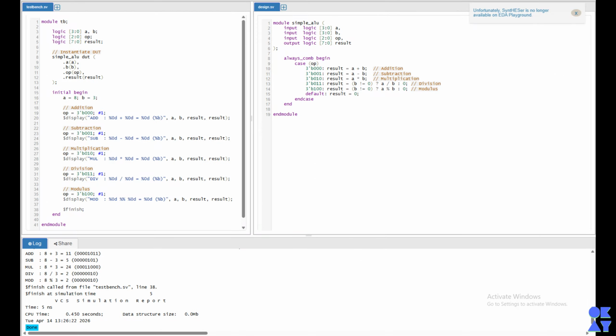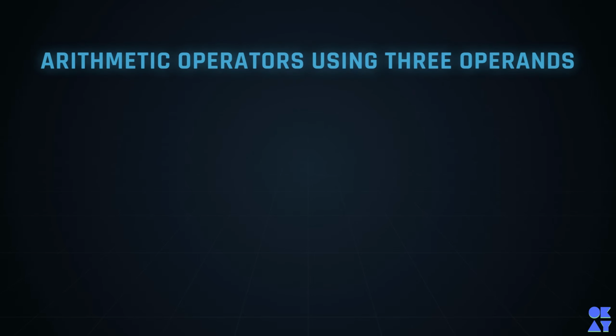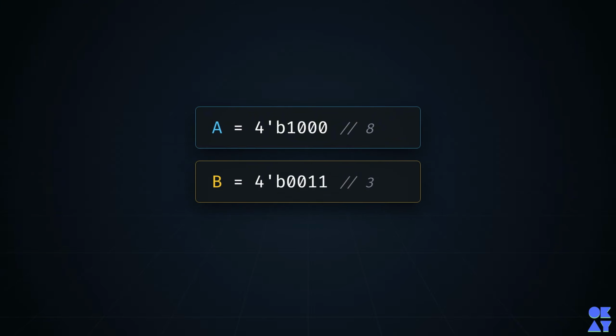That's okay. We will learn in coming videos. Now let's understand arithmetic operators using 3 operands. In our example, we have A equals 4'b1000, B equals 4'b0011, and C equals 4'b0100. Now we perform arithmetic operations on these 3 variables. Addition. A plus B plus C.